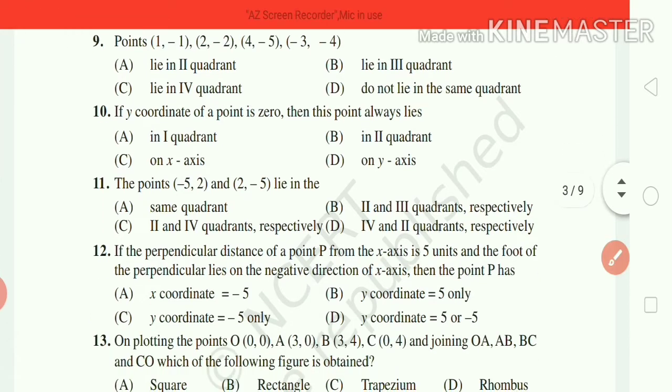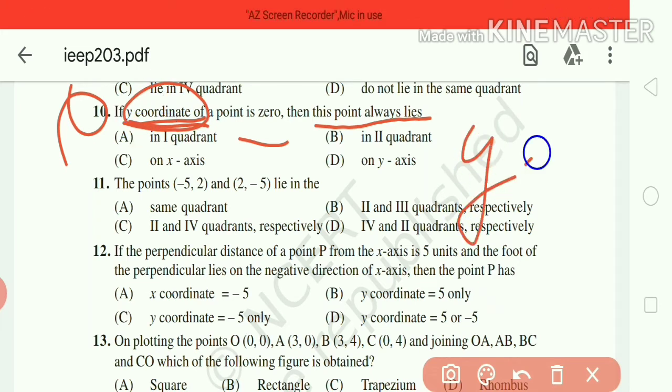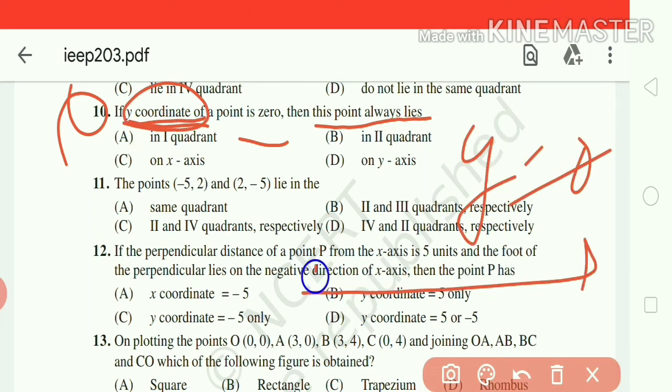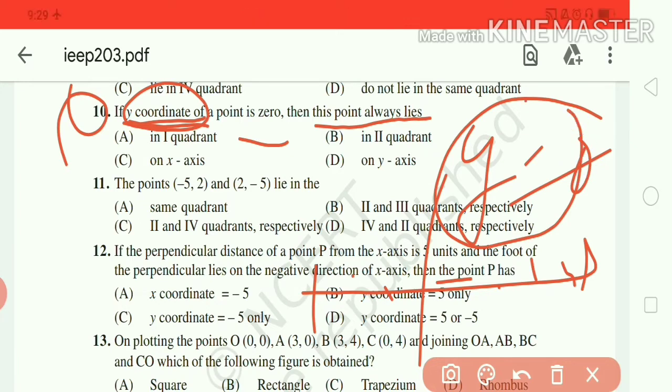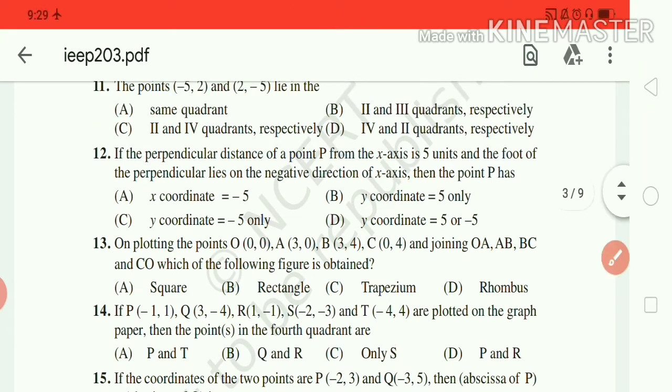Now come to question number 10. If y coordinate of a point is 0, then this point always lies in. So y coordinate of a point is 0, then it lies on x-axis, always lies on x-axis, means the abscissa will be there and the ordinate is 0, so it lies on x-axis always.